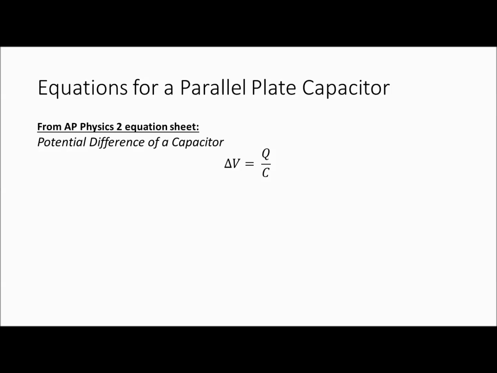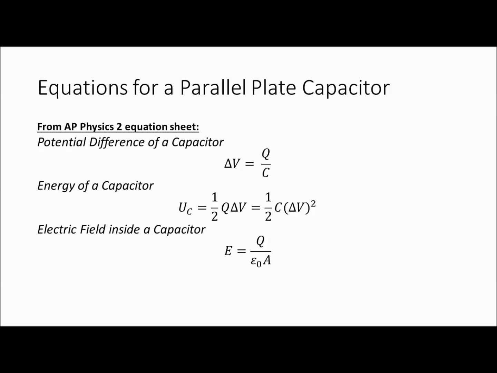The potential difference of a capacitor is delta V equals the charge over the capacitance. We also know that the energy of a capacitor can be defined as 1/2 Q delta V. And if I replace the Q with delta V times C, we can also write it as 1/2 C delta V squared. These equations are on your equation sheet. The electric field inside a capacitor, we've done this already, is Q over epsilon naught times area, and the capacitance is defined as K epsilon naught A over D.